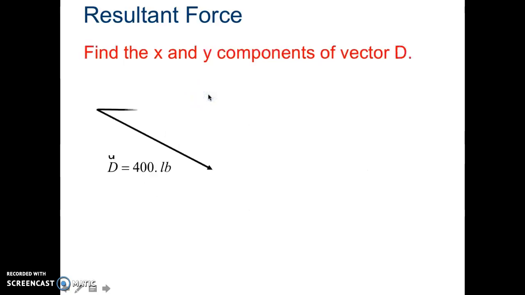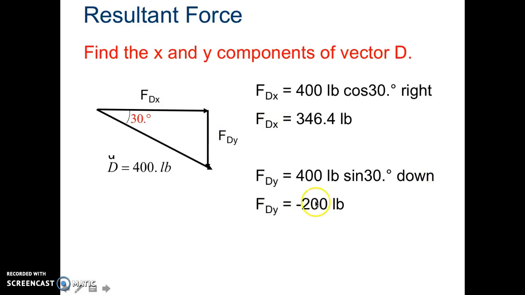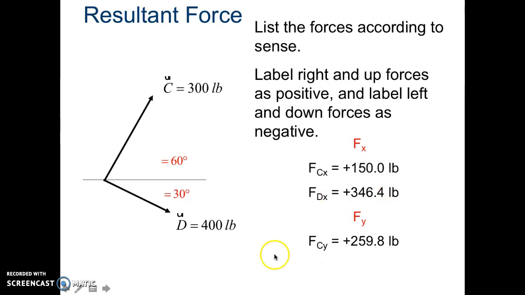Cable D, we're going to use cosine, and it's 346.4 pounds along the x-axis. It is 30 degrees down, so that's going to be negative 200 pounds in the y. To find out the overall movement, we're going to add them together. So 150 plus 346.4. And then we've got 259.8 minus 200.